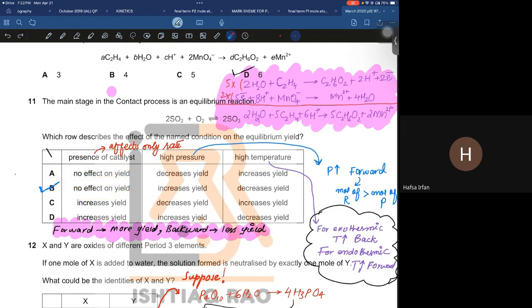It may be A, it may be B. Then we have to check the pressure. High pressure. How many moles of reactants do you have? 3 moles. And how many moles of product do you have? 2 moles. So after increasing the pressure, you would be converting the higher moles to the lesser moles, meaning the reaction would go in the forward direction. So when the reaction goes in the forward direction, the amount of product increases. So it increases yield. So of course option B is correct. You're not supposed to try the others because option B is confirmed correct.